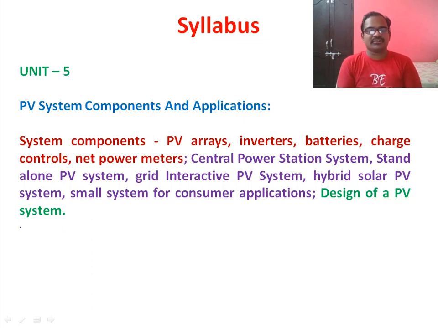We'll discuss the different types of components in a solar PV system, like solar PV arrays, inverters, batteries, charge controllers and net power meters. And then we'll discuss the different types of plants, like solar central power plant, grid interactive plant, grid fallback type plant, standalone solar plant and hybrid solar plant. And we'll discuss some of the applications of solar for small applications.